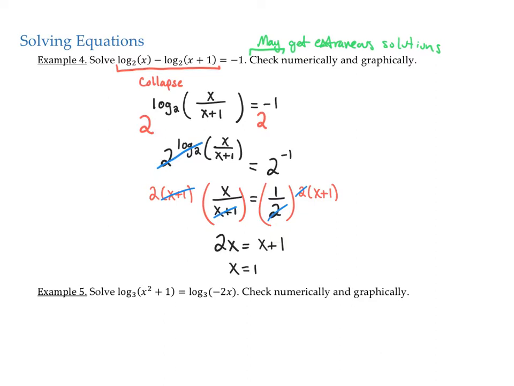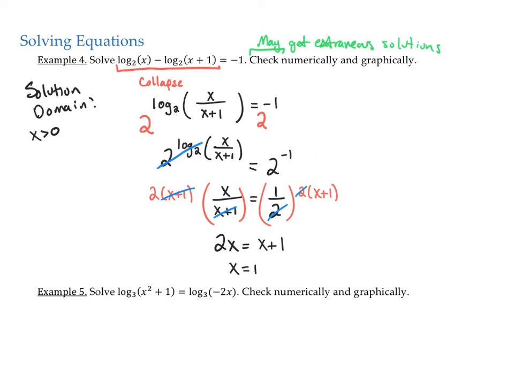Our domain, so this is something that maybe you want to get in the habit of doing before you start the problem. Our solution domain for the first one is that x has to be greater than 0, because the input to a logarithm, similar to a square root, has to be positive. For a square root, it could be greater than or equal to 0. For a logarithm, it has to be greater than 0. So for the first one, x has to be greater than 0.